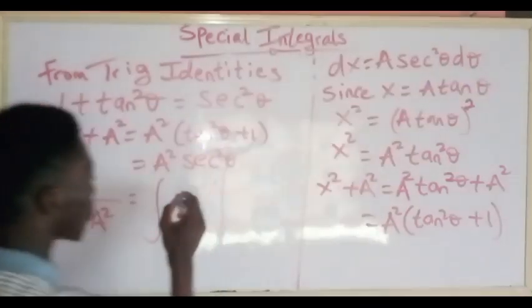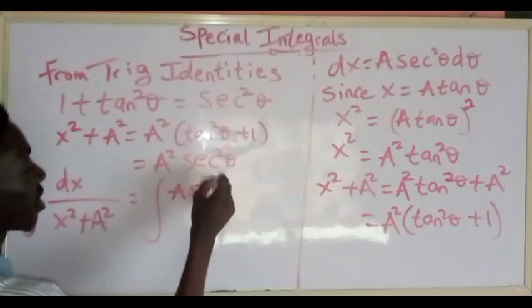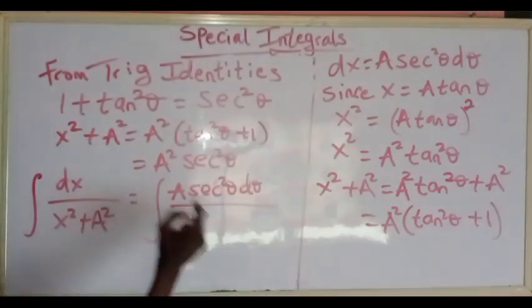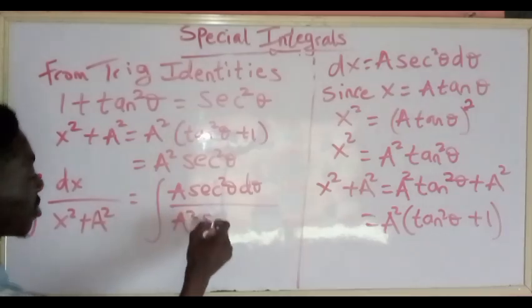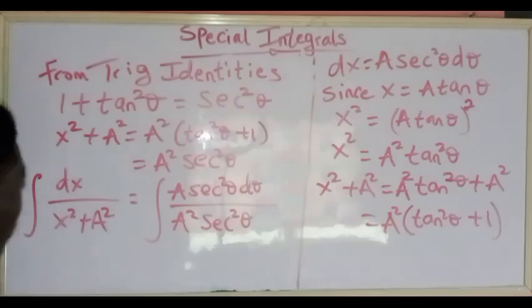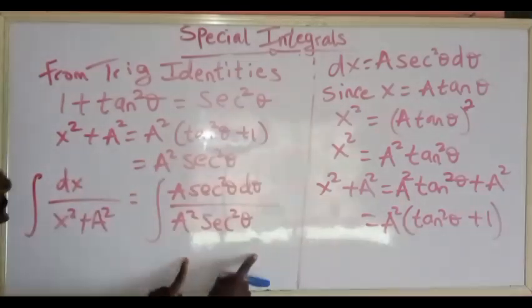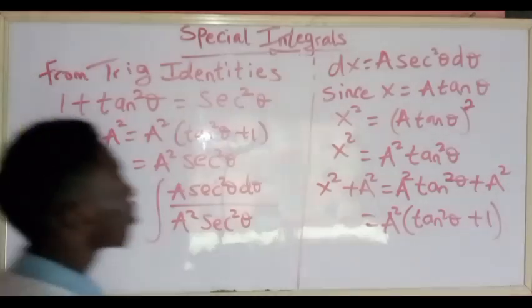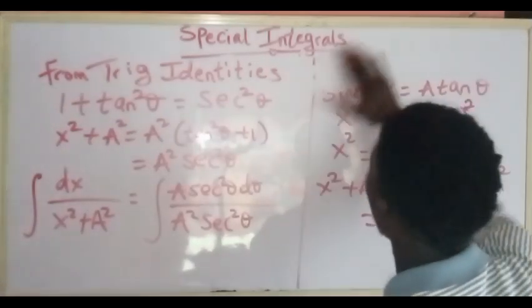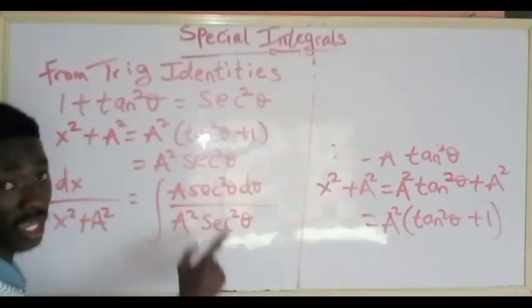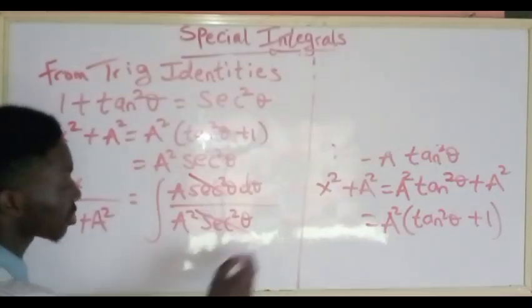I have my dx, which is what? a sec squared theta d theta over this. What is this? a squared sec squared theta. You can see I replaced this by what I found here. I also replaced this by what I found here. So going back to here, I have sec squared here and I have another sec squared here. So this cancels out each other.